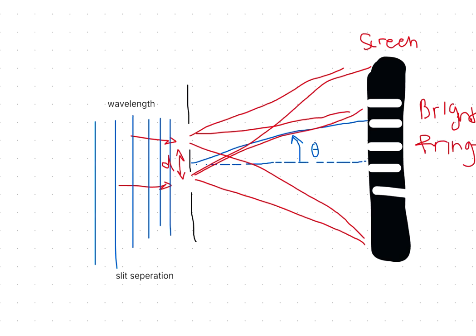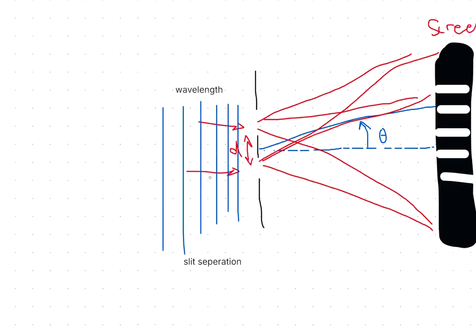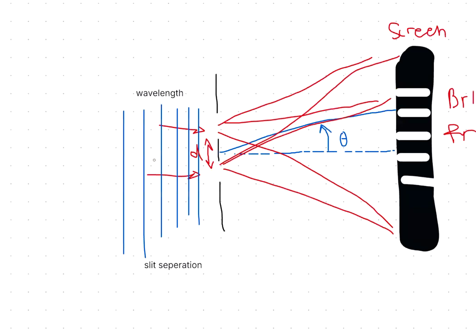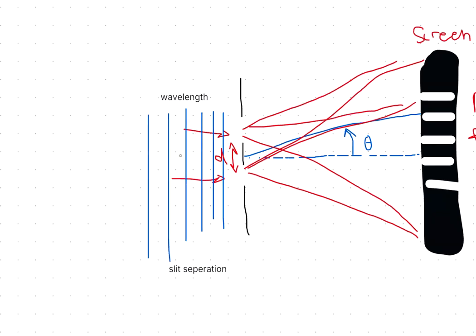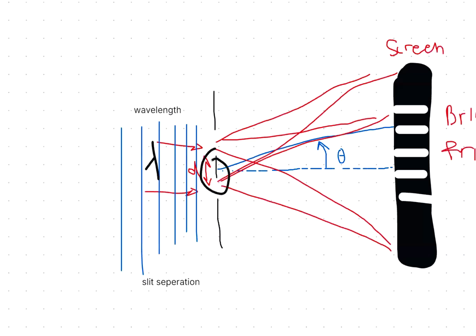And then m is the order number, so it just counts which bright spots we are looking at from the center, like m equal to 1, 2, or 3. It doesn't have any units because it's a count. Lambda is the wavelength of the light, the distance between the peaks of the light wave, and its SI unit is meters. And then d is the slit separation, the distance between our two slits, and its SI unit is also meters.